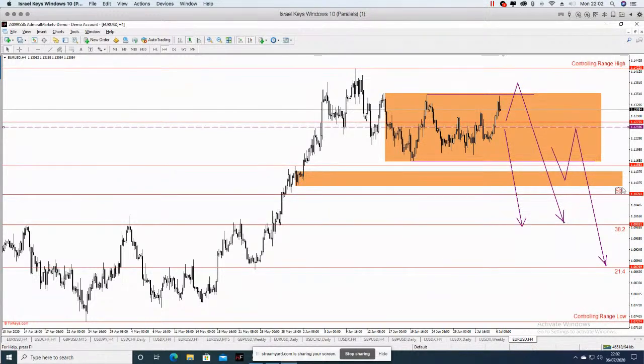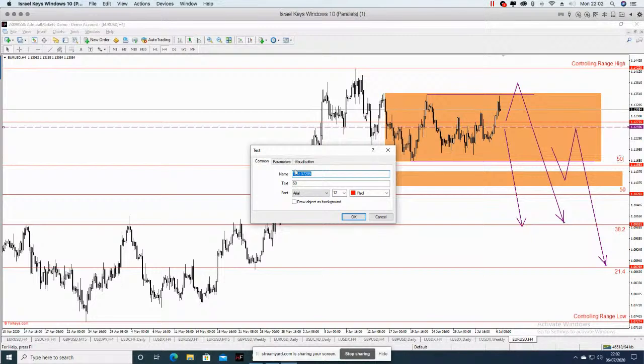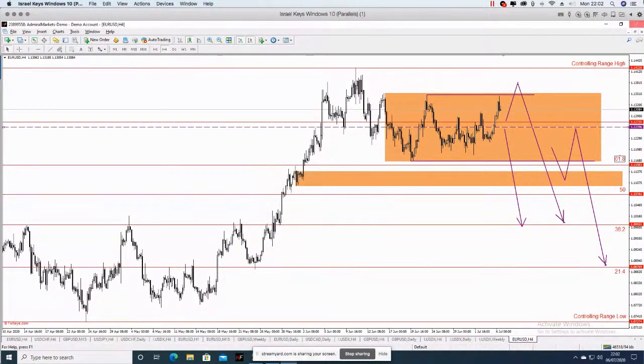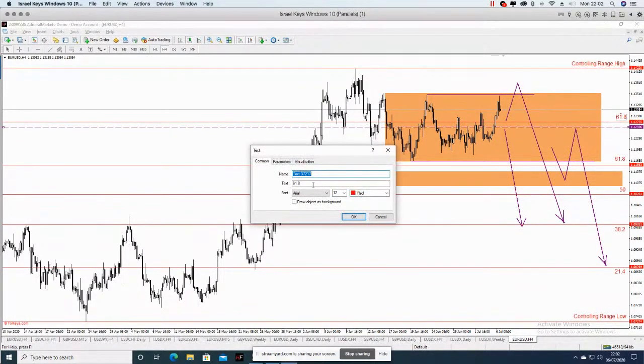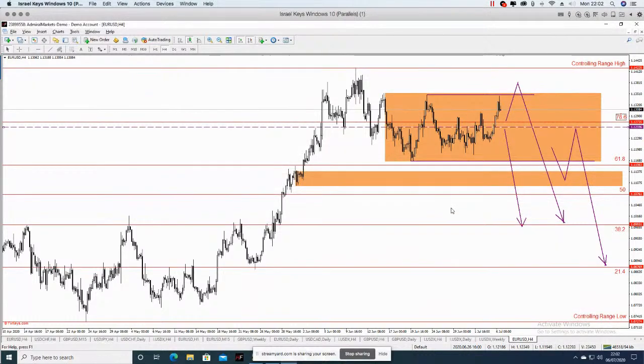Notice I'm drawing these levels out on my 4-hour chart. There's a reason for that. If I don't get to it today, I will in the future. 61.8. And of course, this is 78.2. Get someone to design me an indicator that means that I can draw these levels out without a normal fib. Anyway, so that's that.